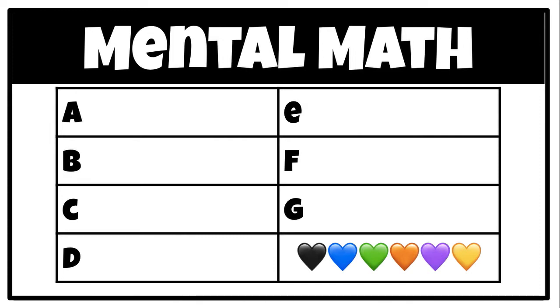And F, 500 times 30. What is 500 times 30? All right, here we go. Now for the big guy.